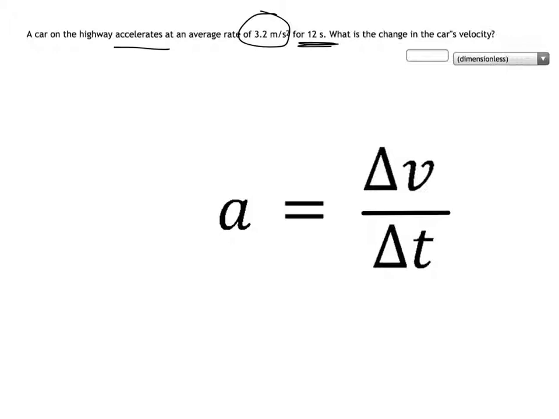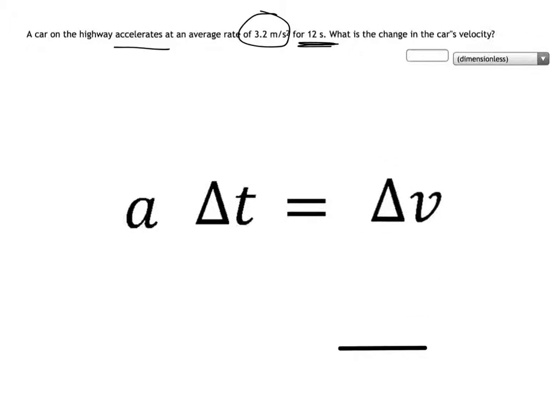We can multiply both sides by the time interval. And there we go. Change in velocity is going to be the acceleration times the time interval. I leave it to you to plug those in and find the change in velocity. Don't forget to make sure the units work out.